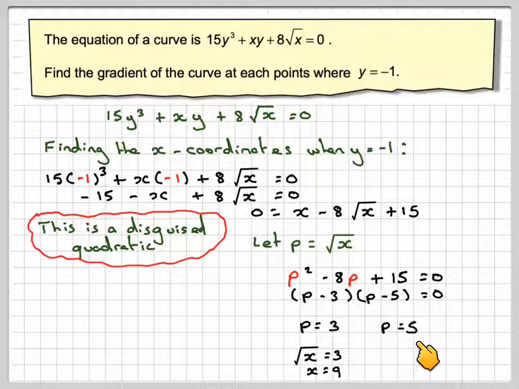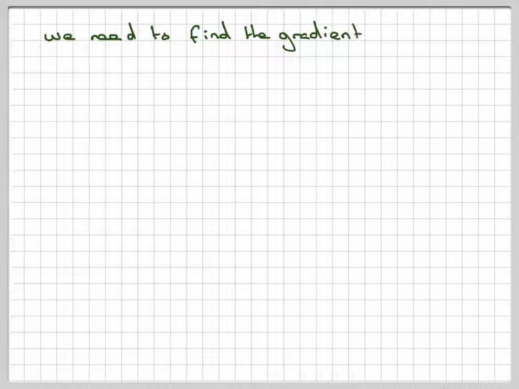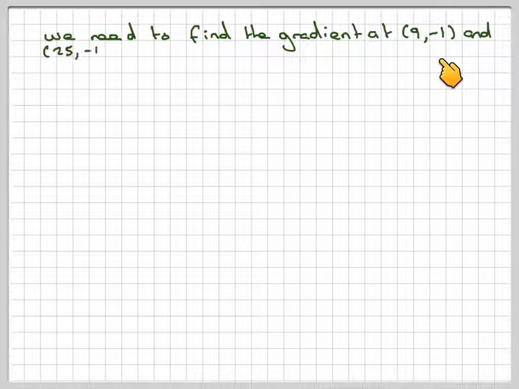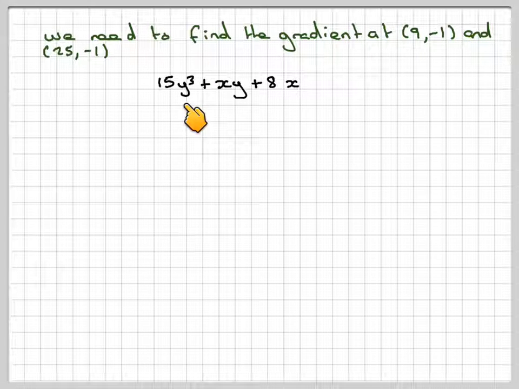Here we're going to get p is equal to 5. That means that root x is equal to 5. x is equal to 25. We need to now find the gradient at (9, minus 1) and (25, minus 1). So this means that we're going to have to differentiate 15y cubed plus xy plus 8. Notice I've now written this as, instead of root x, x to the power 1/2, is equal to 0.